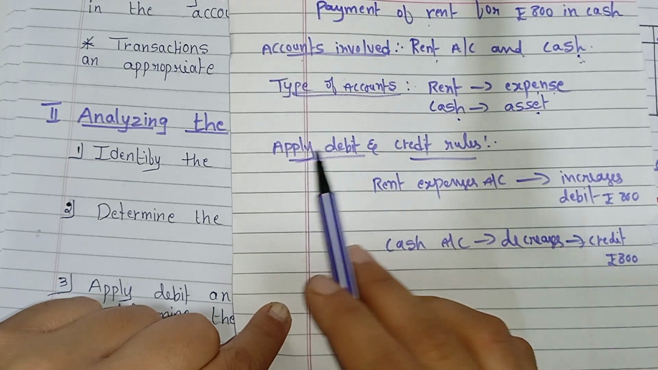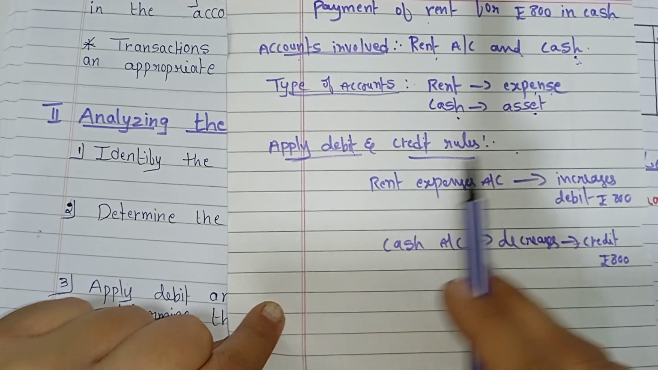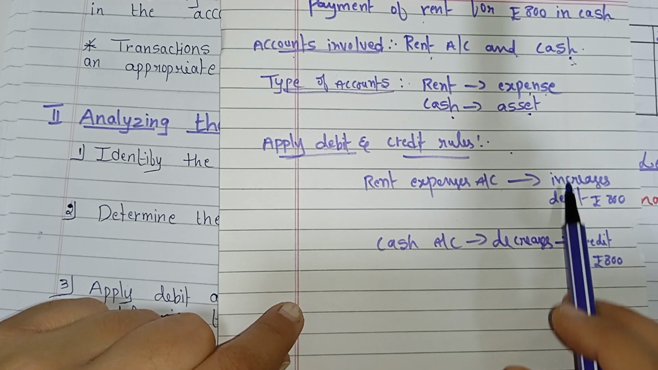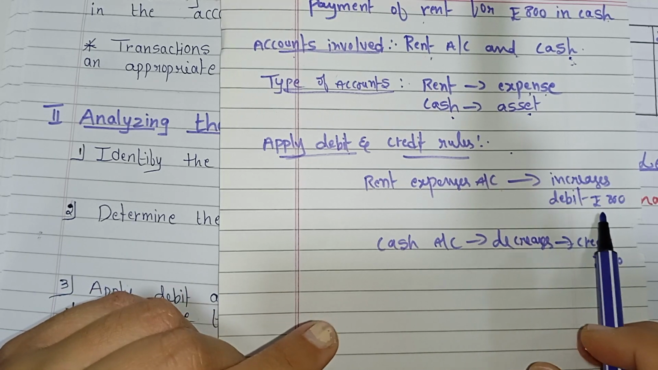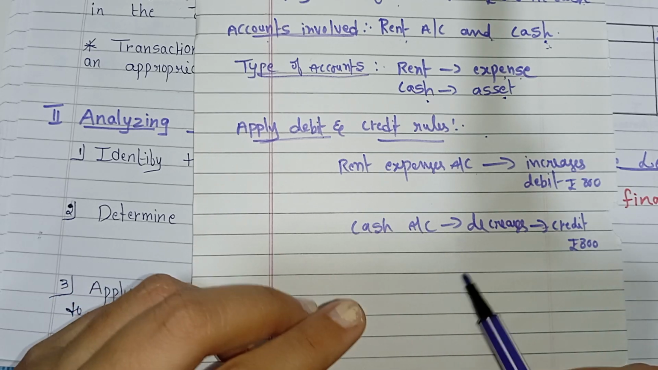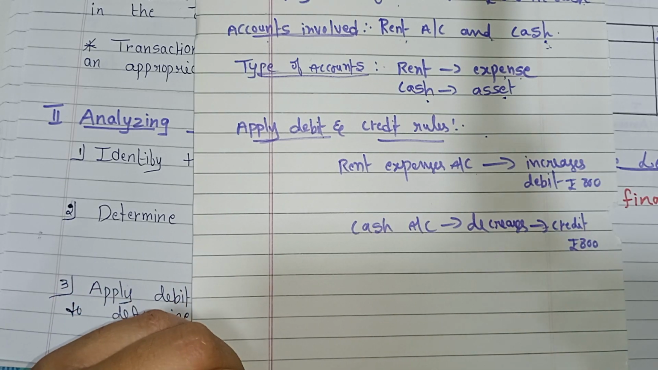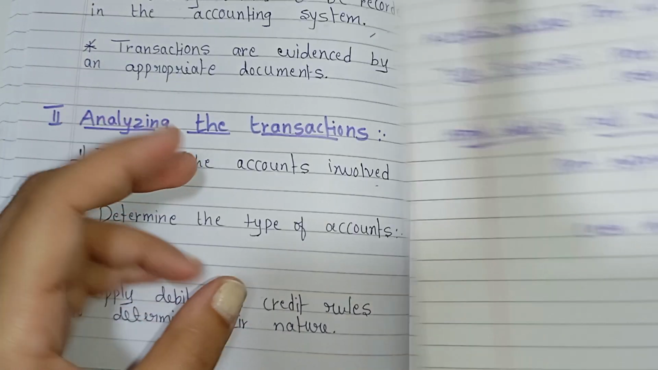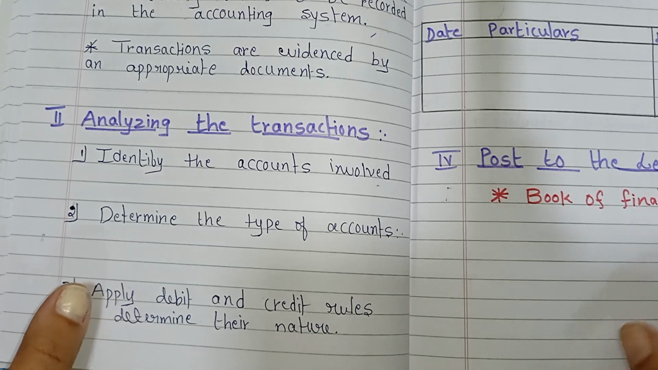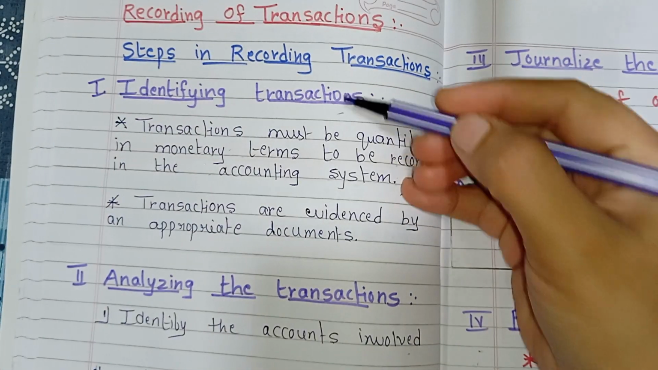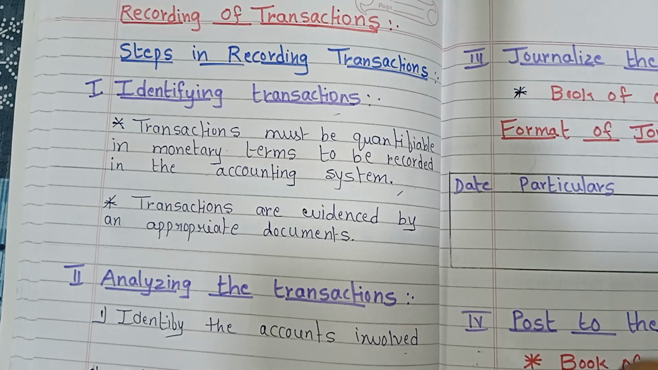After that we need to apply debit and credit rules. See, rent expense account debit, that is debit means expenses increase, that is rupees 800, and cash account, that is an asset, which decreases because we are paying the rent in cash. Okay, I hope this example is clear to you all. So here our first step is identifying the transactions, and the second one is analyzing the transaction.